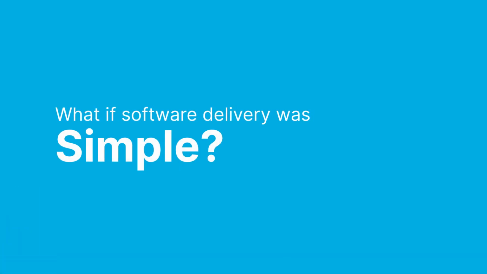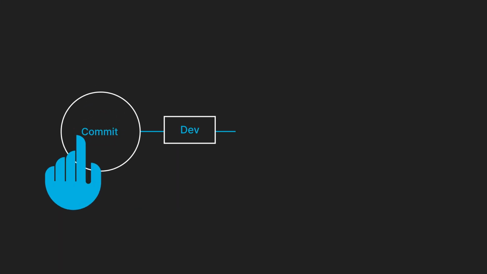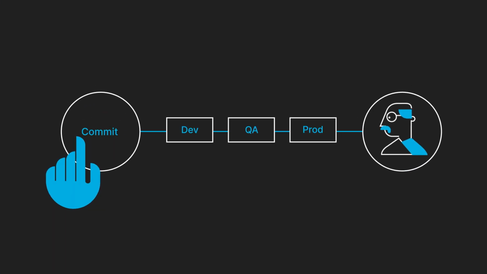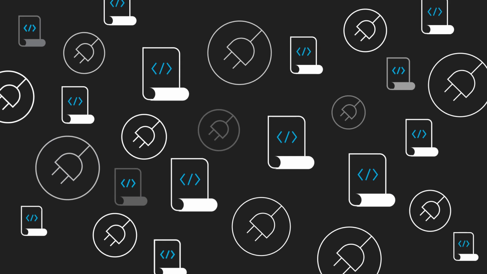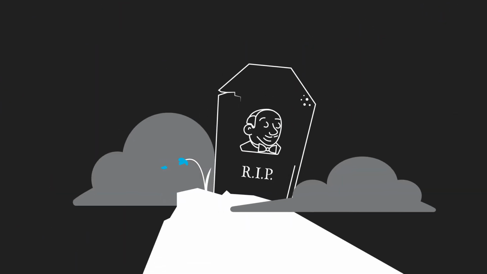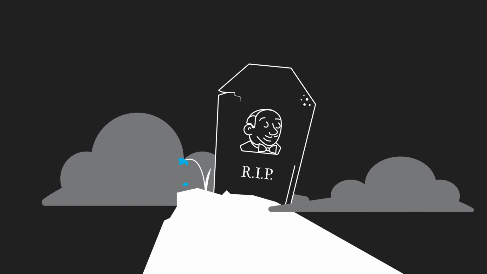What if software delivery was simple? What if developers had a single CI/CD pipeline that took them minutes to learn and minutes to deploy? What if developers didn't need to script or babysit their pipelines or update plugin and software dependencies? What if butlers didn't exist? What if a single pipeline could do it all?